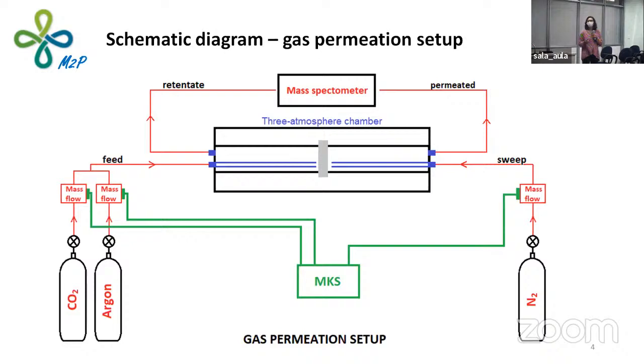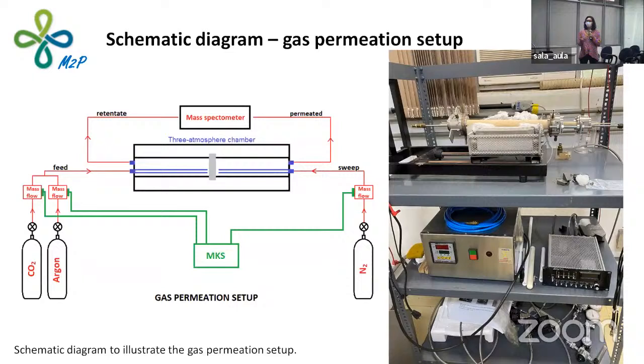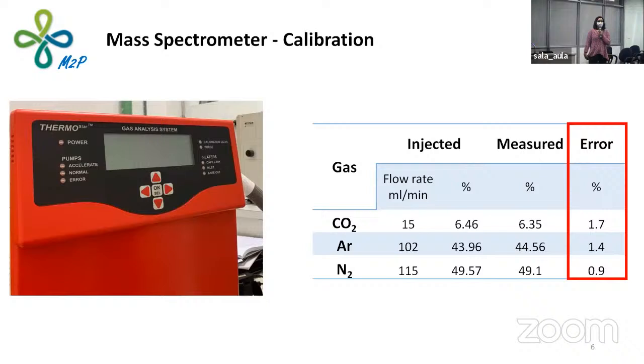This is a picture of the system. On top here, we have this 3-atmosphere chamber that is positioned inside the furnace. The furnace here is open. This part on the front goes up in the membrane reactor. And below we have the furnace controller and the MKS instrument. This is the mass spectrometer that we are using.